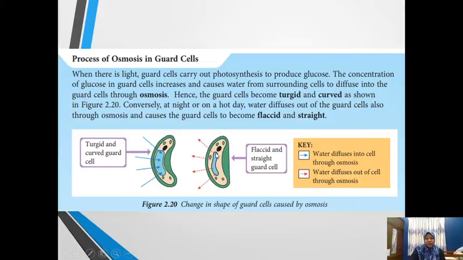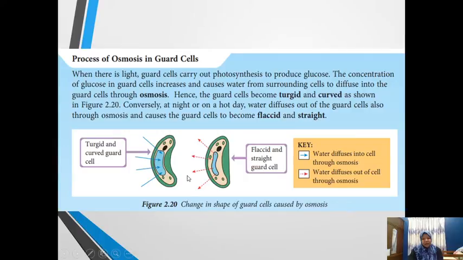Okay, kita tengok di sini. Mula-mula, flaccid and straight the guard cells. Bila kita banyak lembapan, dia akan jadi turgid and curve. Turgid tu maksudnya disegah, boleh berdiri dengan tegaknya. So conversely, at night or on a hot day, water diffuses out of the guard cells through osmosis and causes the guard cells to become flaccid and straight.